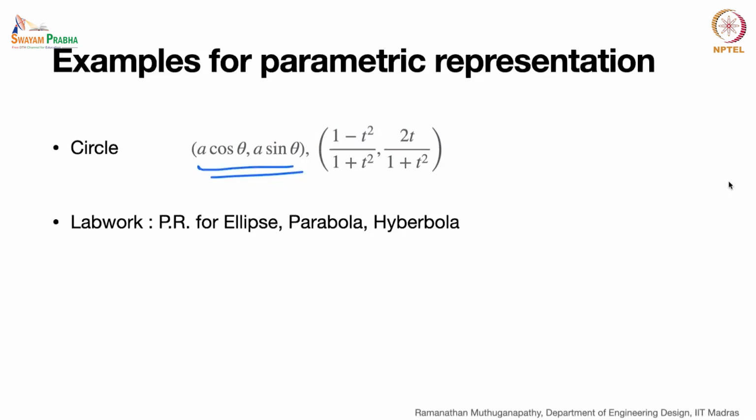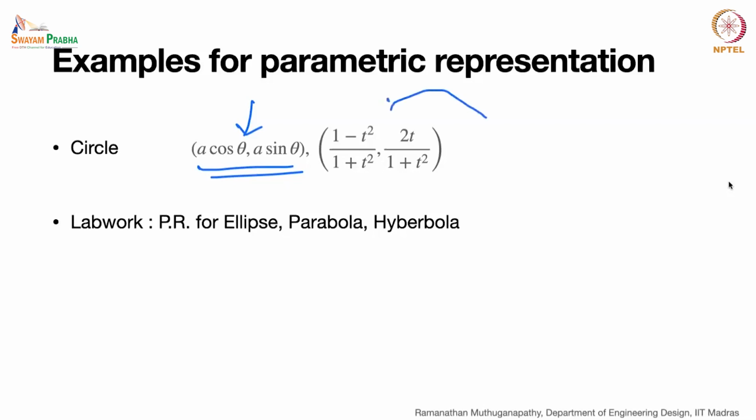It's a circle parameterized by radius a and angle theta. R is more like a constant, and theta is what the parameter is. You can say it's R and theta, but theta is typically the parameter. So as you vary theta, you are going to get different points on a circle.